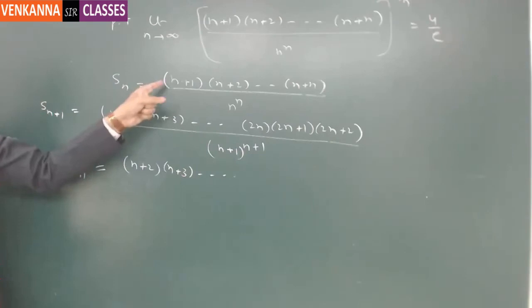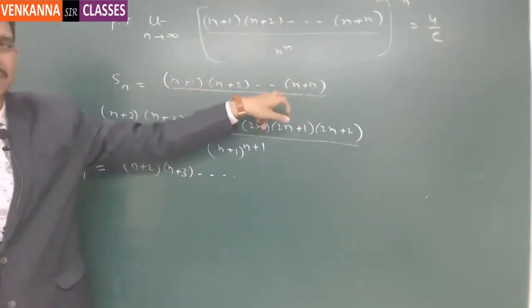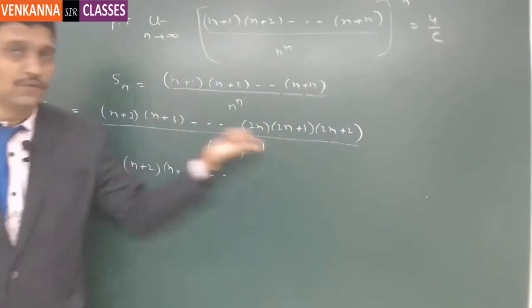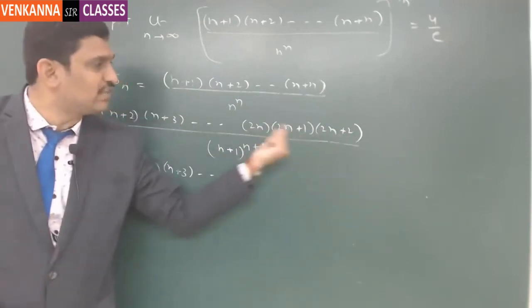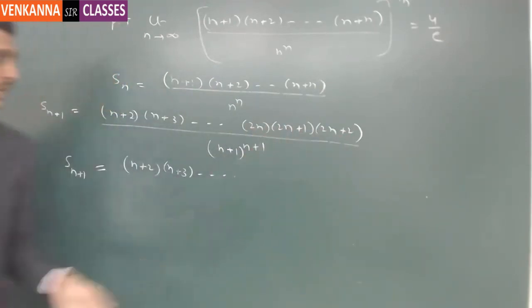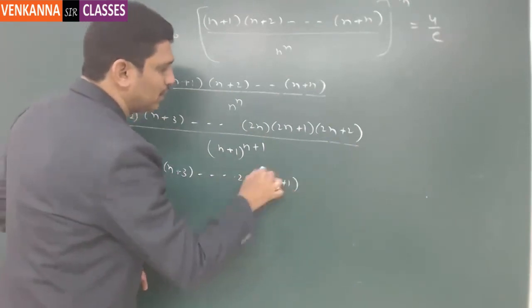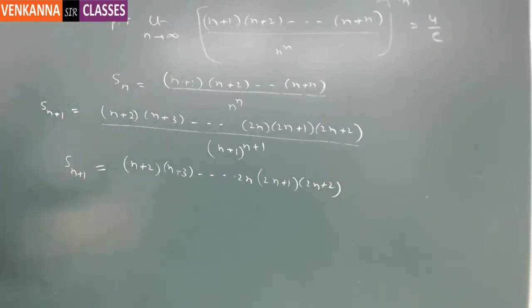If you observe, in the numerator each one is a product: n plus 1, n plus 2, n plus 3, up to 2n values you are taking into the product. So if you take the product from n plus 2 to 2n plus 2, the previous values also come, right? That's why I have written 2n into 2n plus 1 into 2n plus 2.